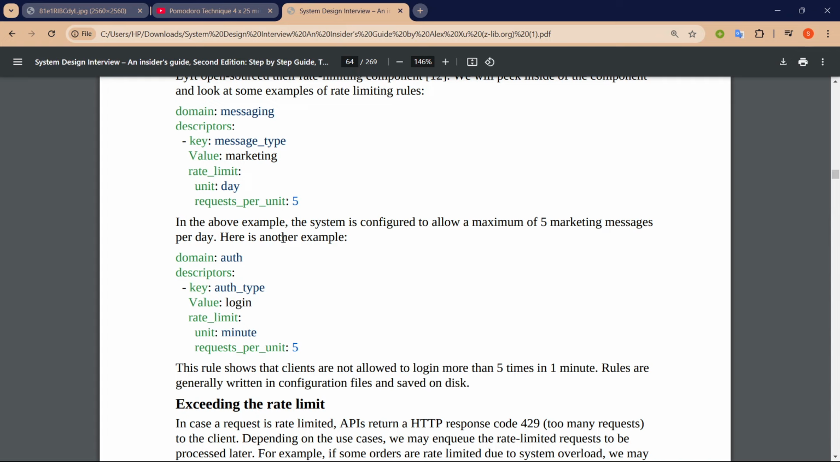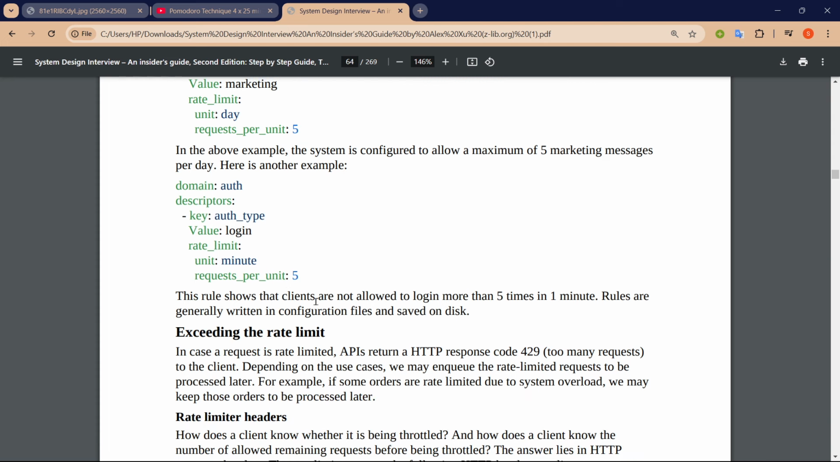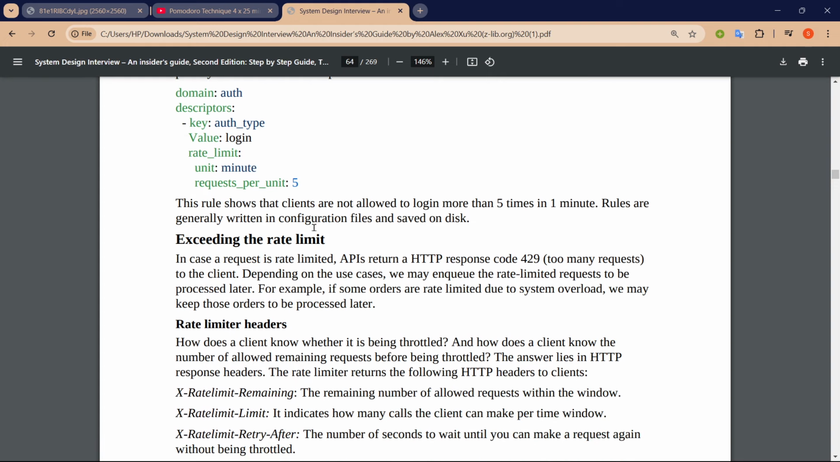Domain auth, descriptors, key auth, blah blah. इसमें मैं नहीं बोलूंगा. This rule shows that clients are not allowed to log in more than 5 times in 1 minute. Rules are generally written in configuration files and saved on disk. Exceeding the rate limit: in case a request is rate limited, the API returns HTTP response code 429.